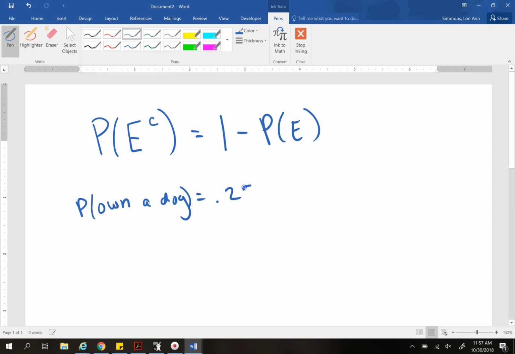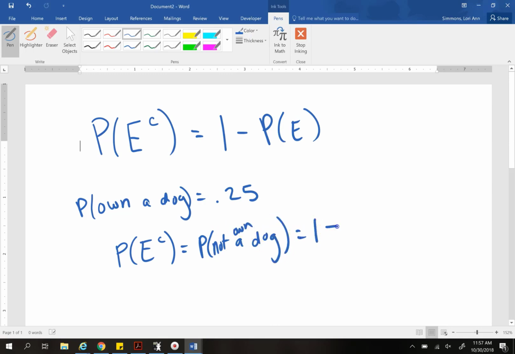is 0.25. I want to find the complement of this. So the probability of not owning a dog. You can do 1 minus the probability of owning the dog. So the probability of owning the dog is equivalent to your 0.25. So the probability of not owning a dog is just 1 minus the 0.25 to get the 0.75.